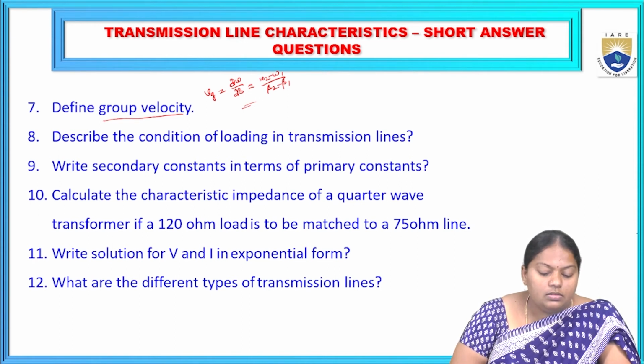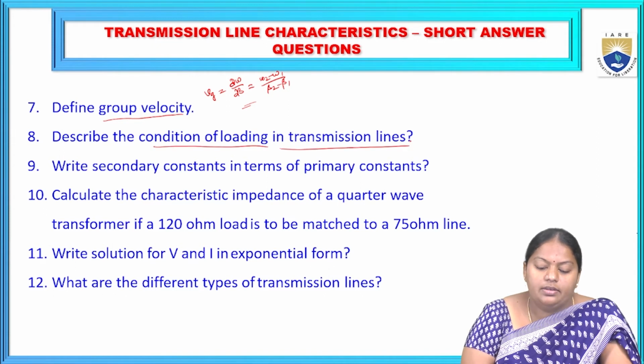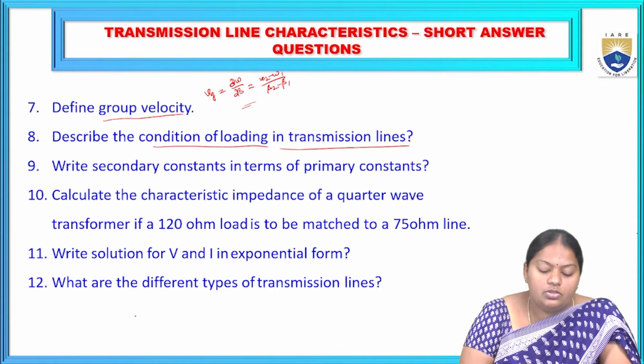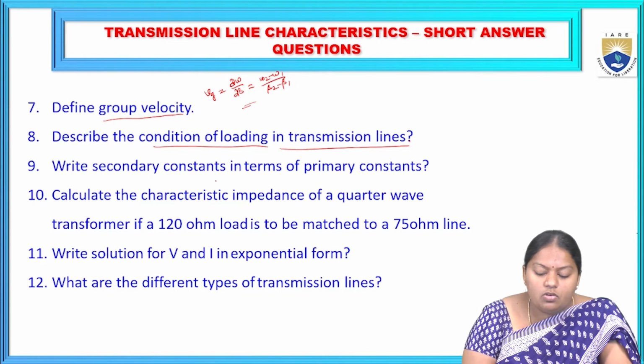Then, describe the condition for loading in a transmission line. Along with the two parallel wires of a transmission line, we add one more extra shunt line to the parallel wires, and for a lumped section line, we add one extra line inductance which is connected in series with the two parallel wire lines, and it is said to be loading.